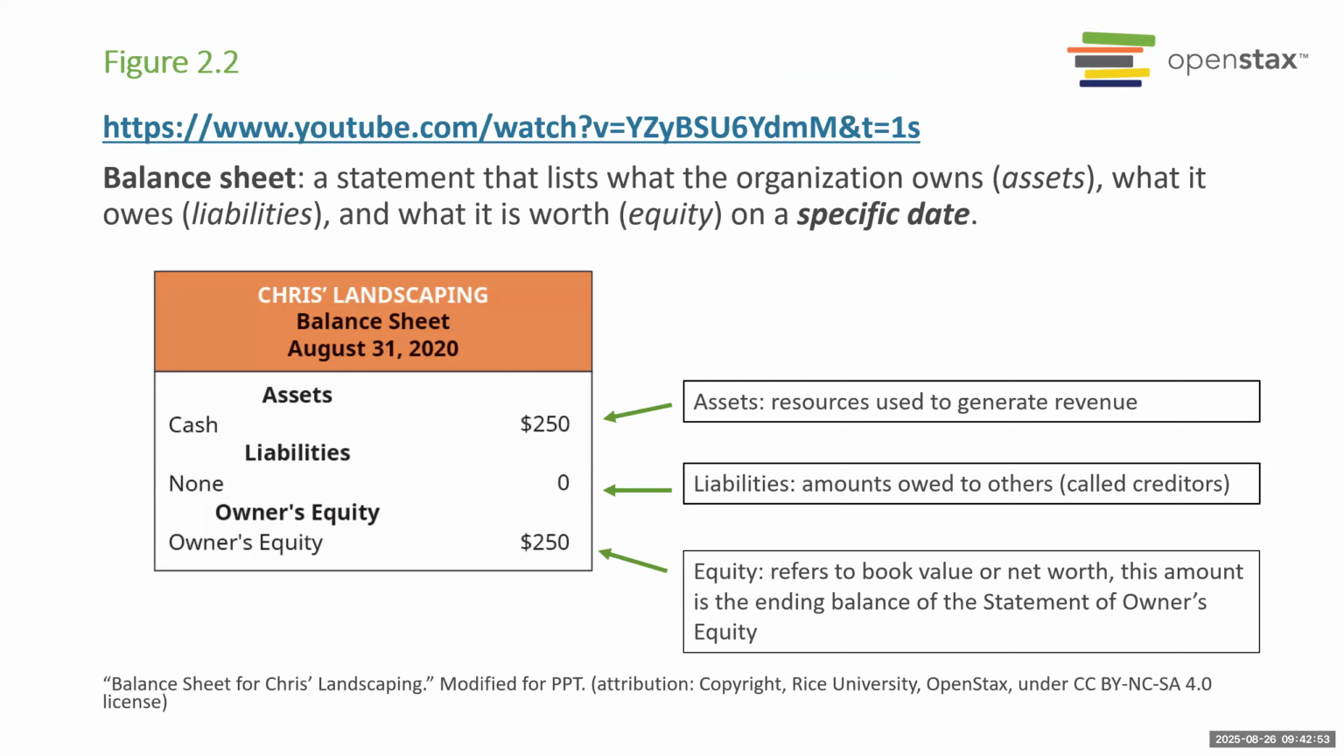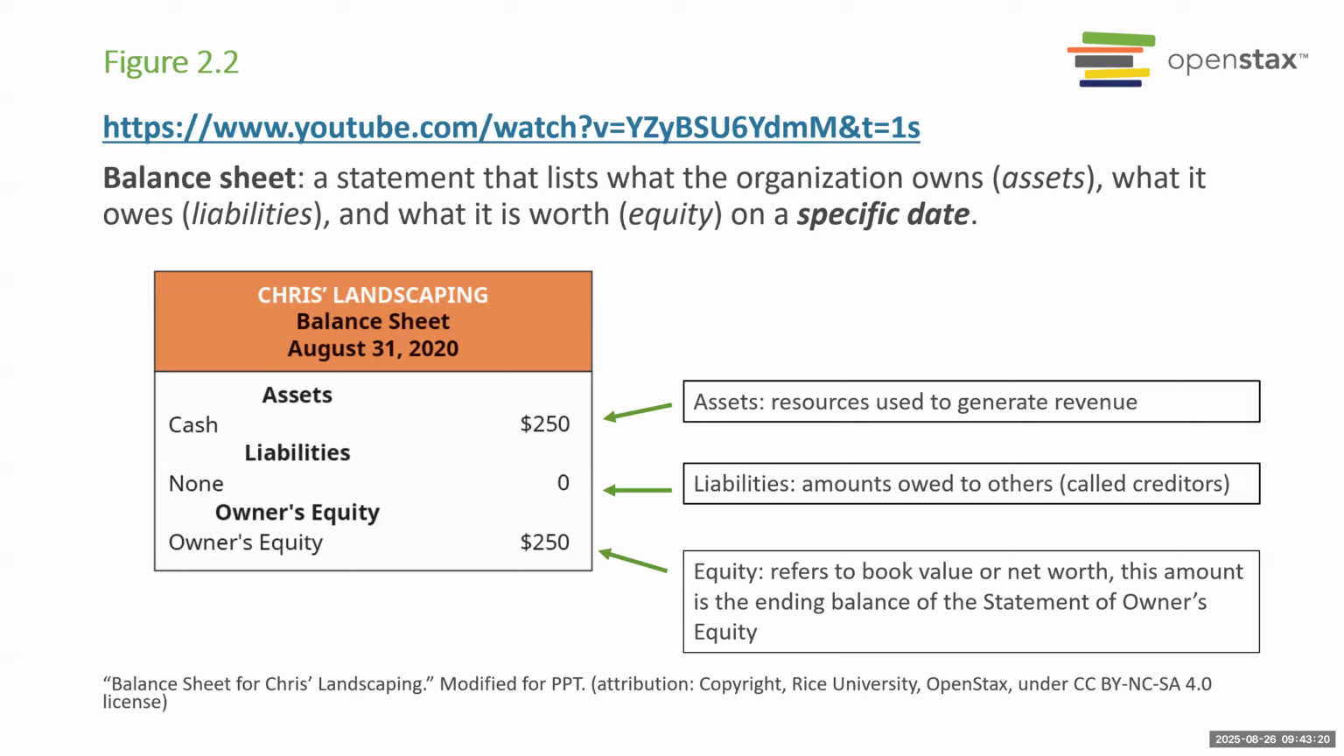All right, so let's talk about the balance sheet. We talked about the income statement and statement of owner's equity being a period of time, so being for a month, a quarter, half a year, a year. Here with the balance sheet, we're looking at a specific date. So you'll see on the balance sheet, it'll say as of August 31st, 2020.